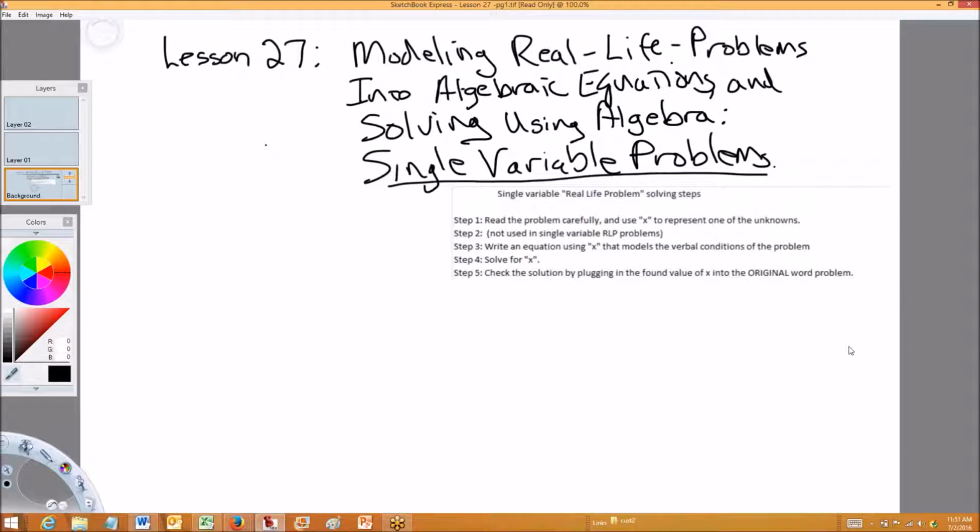So step 1, read the problem carefully, and then use a variable to represent the unknown. In this case, because we're only doing single variable problems, step 2 is not used in a single variable real-life problem. Step 3, write an equation using x that models the verbal conditions of the problem. Basically, you're just taking the word problem and developing the equation. And after you have your equation, then you solve for x and go back and double check. Plug the value of x into the original word problem, not into your equation. Plug it into the word problem and check it and make sure that it's correct.